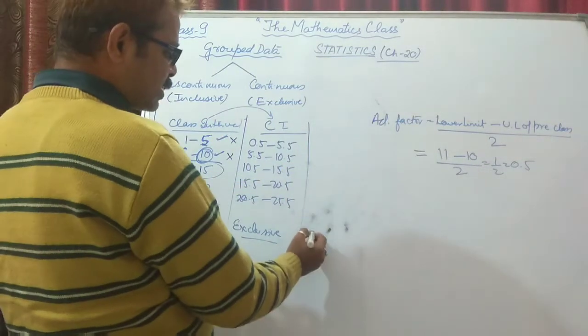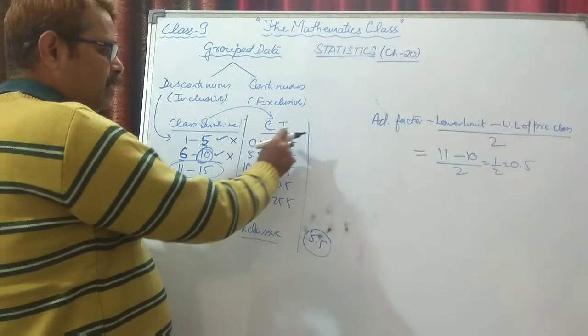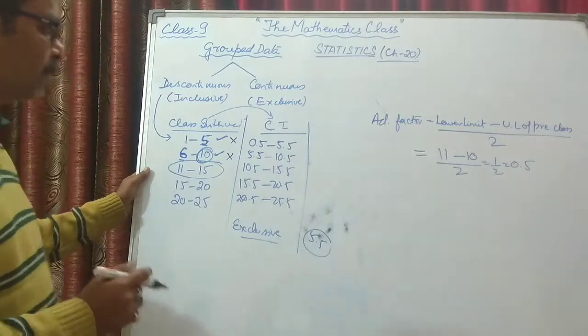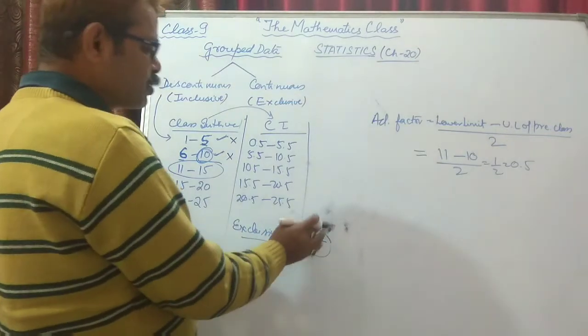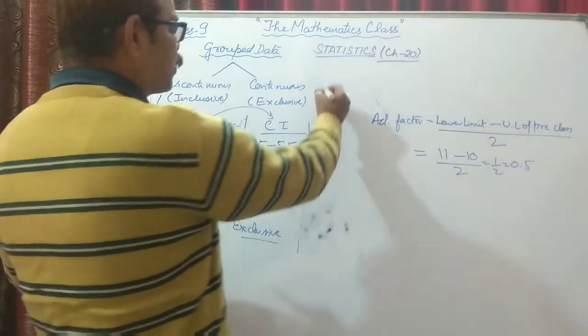Now if somebody is getting 5.5, he will be easily adjusted in this class. For this also I will be telling you one thing. Suppose a child scores 5.5 marks, or let's say 15.5 marks.